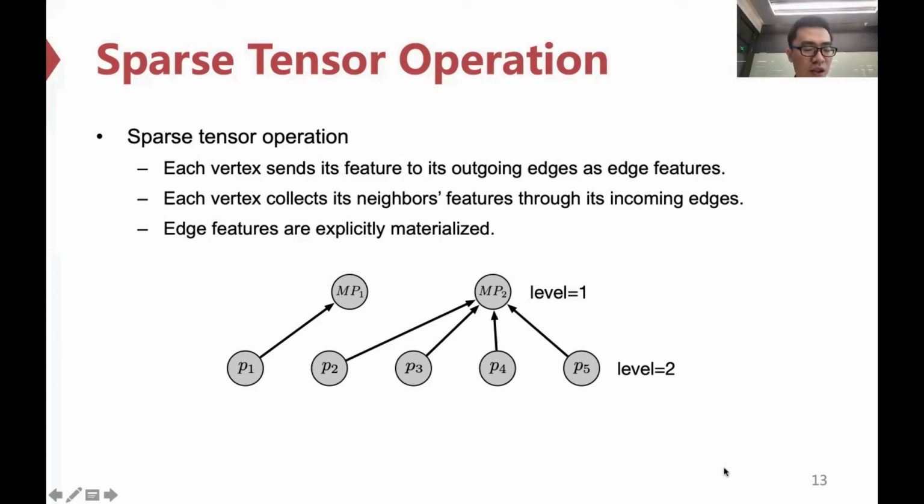That means edge feature has to be materialized. Consider vertices at level 1. Each vertex at level 1 has only one incoming edge, as each label instance has a unique label type. Such operation will not need the feature of each vertex to be materialized many times.